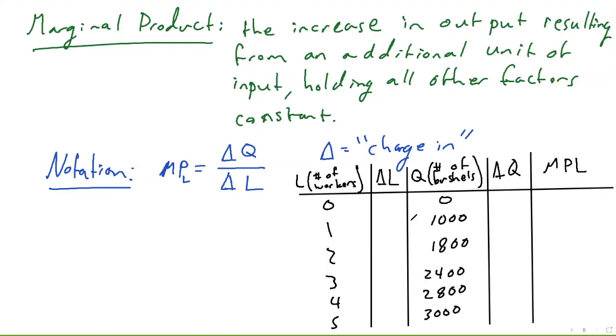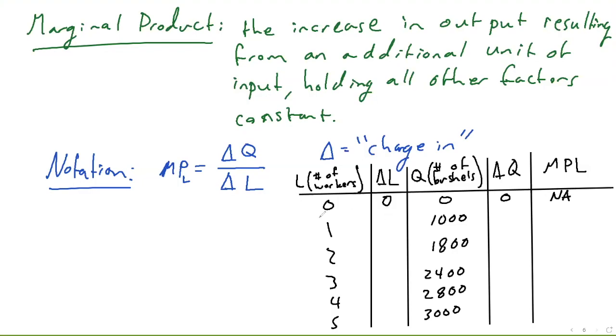So here's the values that were on our table from last time. With 0 workers, we have 0 output. Our change in labor is 0 because we didn't increase. It doesn't make sense to talk about an increase from 0. Our change in quantity was also 0, and we really have nothing to compare this first line to, so the marginal product of labor is not really applicable.